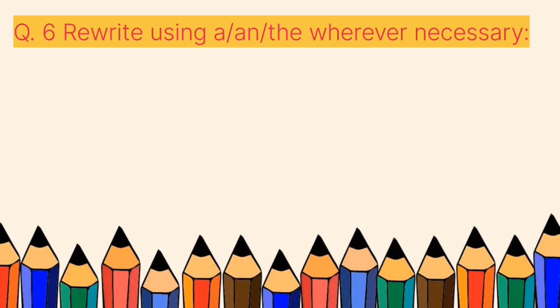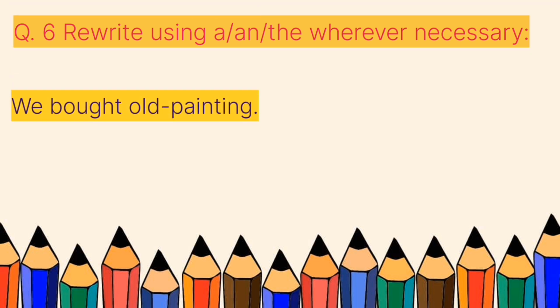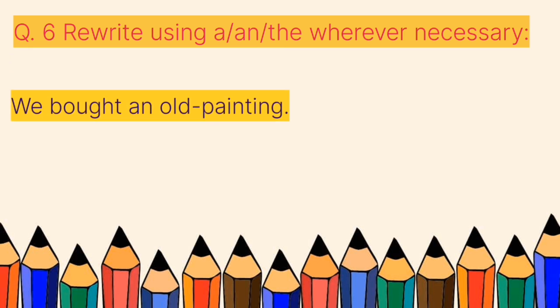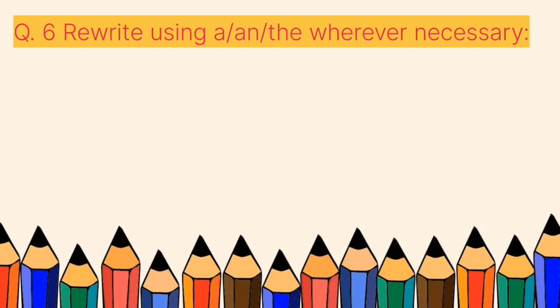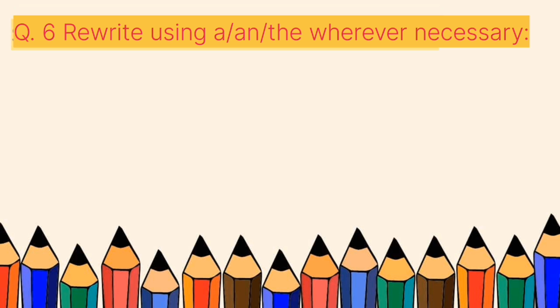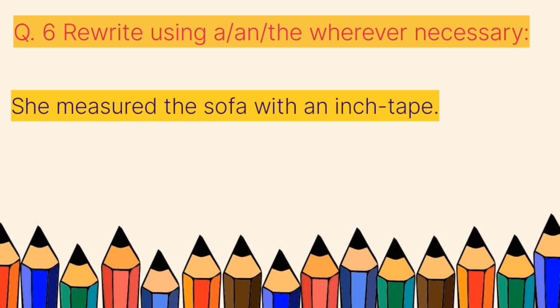Next example: we bought old painting. The answer is, we bought an old painting. The article an is used as old painting begins with a vowel sound O. Next example: she measured sofa with inch tape. The sofa implies that there is a particular sofa being measured with an inch tape, which is non-specific. Here, inch tape starts with a vowel sound I. So, the article an is used.